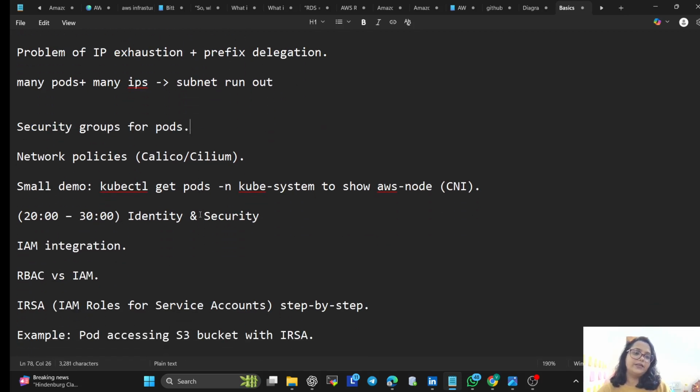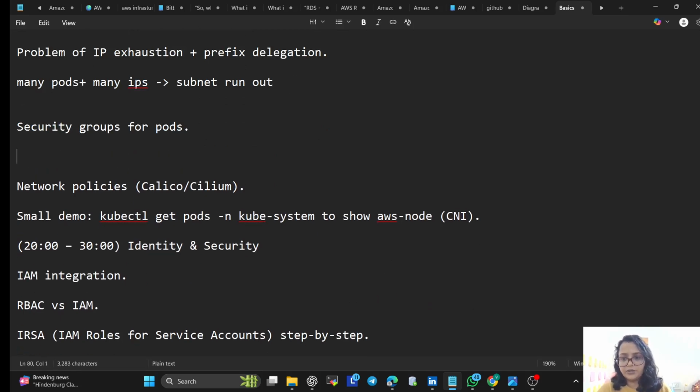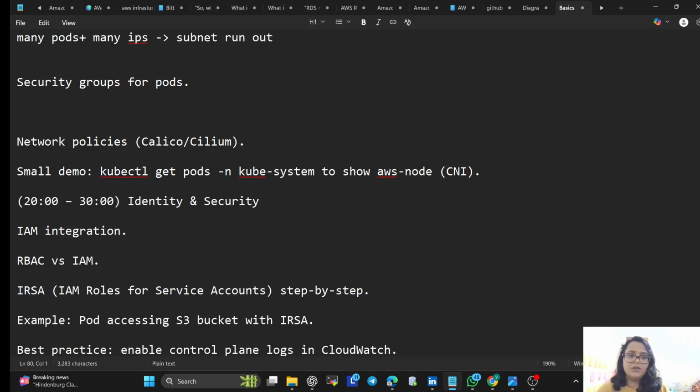Now come to security groups for pods. You can attach a security group at the pod level instead of only the node level, like fine-grained security. Network policies: I'll give a small demo. kubectl get pods -n kube-system to show the aws-node CNI. In simple terms, network policies are Kubernetes-level firewall rules for pod-to-pod communication. This is the command for that, and you will see the node pod running, which is the VPC CNI plugin.